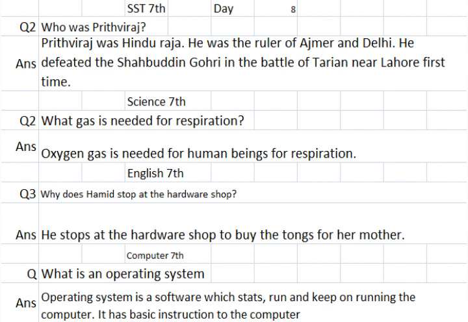Computer class 7, day 8: What is an operating system? Operating system is a software which starts, runs and keeps on running the computer. It has basic instructions to the computer.